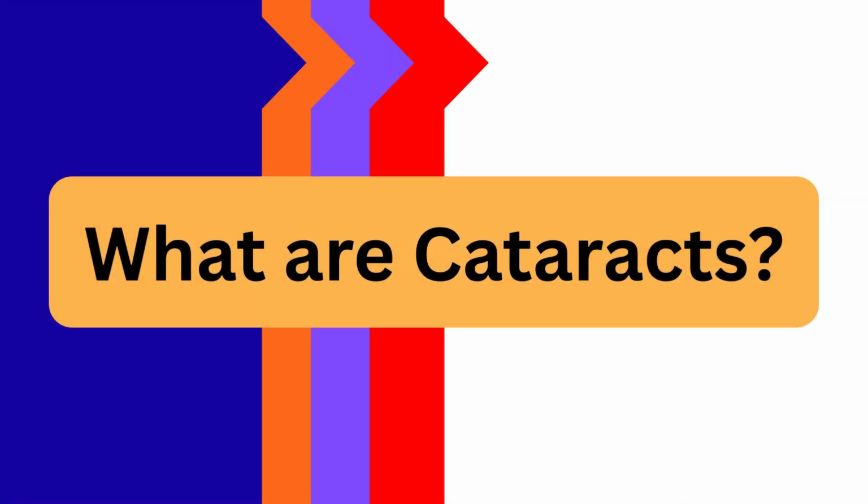So now that we've reviewed the basics of the eye, let's dive into cataracts. So what even are cataracts? So, cataract is a condition wherein the lens of the eye, which is usually clear, becomes cloudy or opaque. Actually, the lens is biconvex and is situated behind the pupil in the eye, and it focuses objects on the retina.